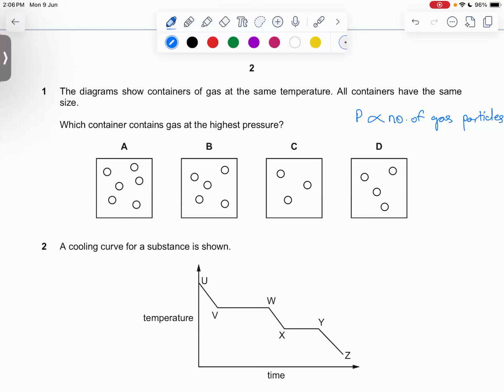Right, that is also something. So which one has the highest number of gas particles? You can see in option A, it has the highest number of gas particles.